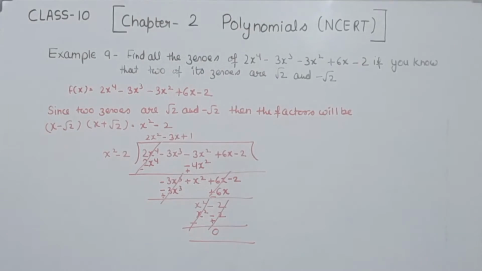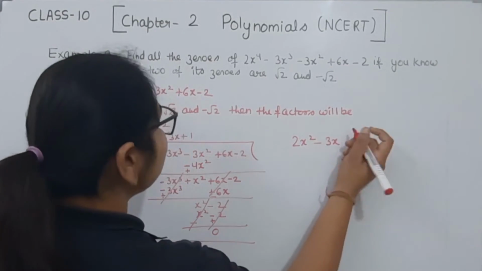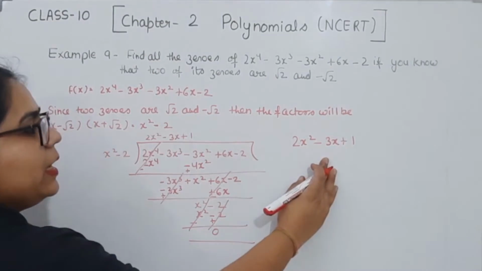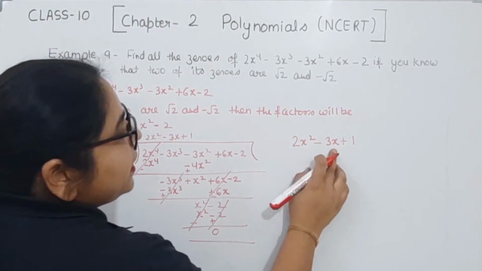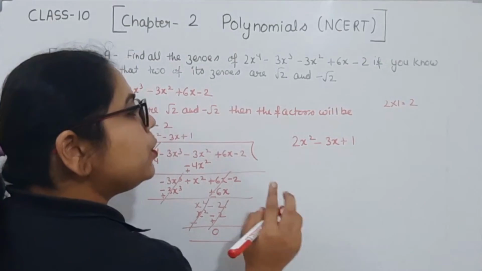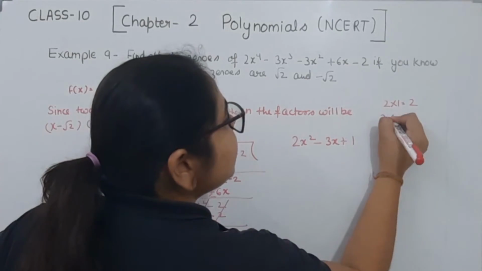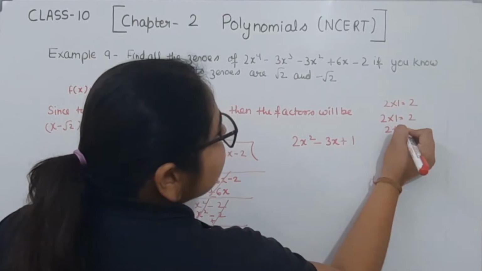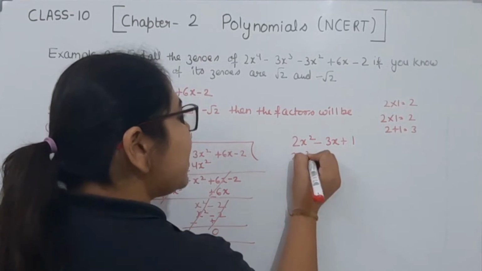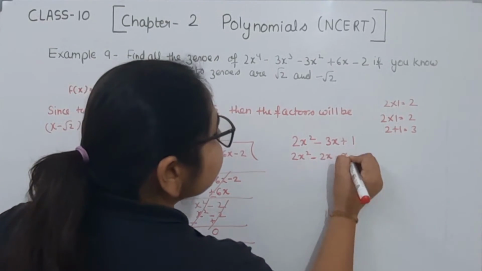Now we have to find the zeros here. First of all, we are going to consider this quotient, 2x square minus 3x plus 1. Now we are going to find the value of x by splitting the middle term. I am going to multiply 2 by 1, so this is 2. Now we need 2 numbers which add to get 3 and multiply to get 2. So 2 multiplied by 1 is 2, and 2 plus 1 is 3. So this is 2x square minus 2x minus x plus 1.